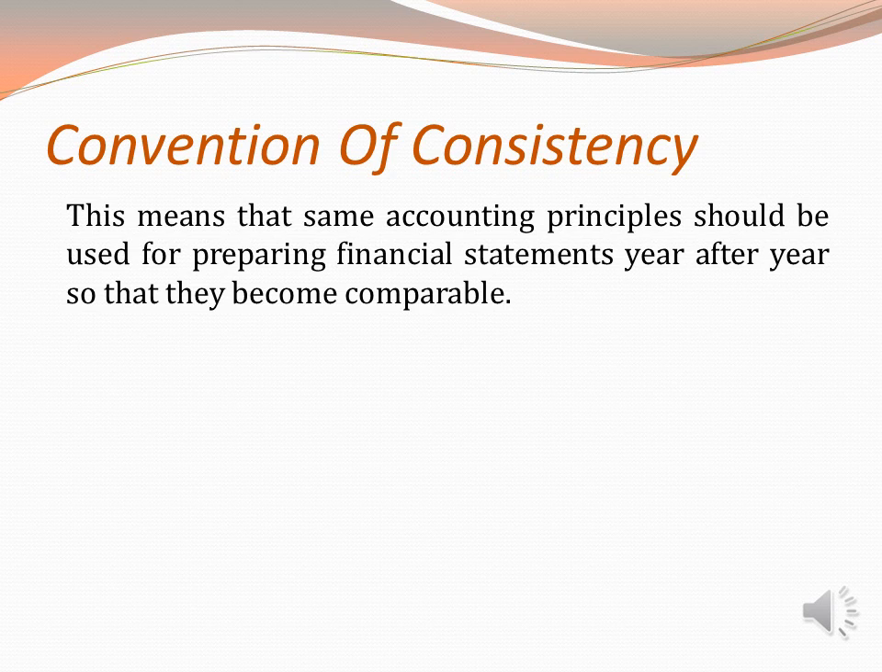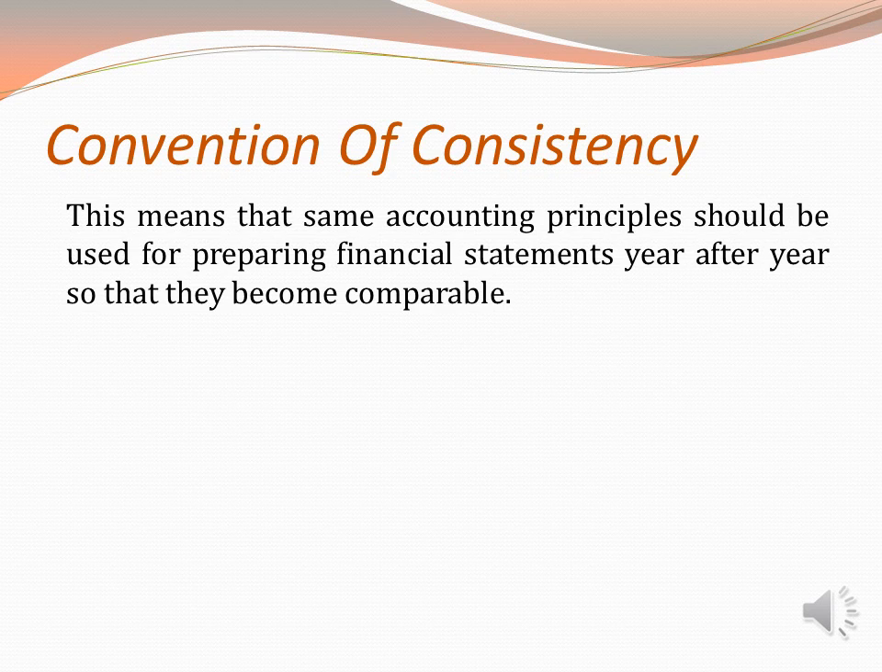First convention is convention of consistency. This convention says that the same set of principles or same rules should be followed year after year so as to make the accounting statements comparable.